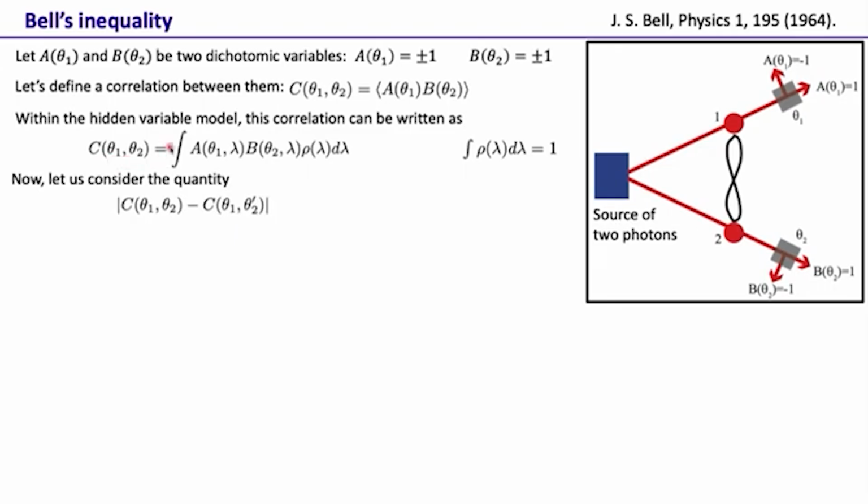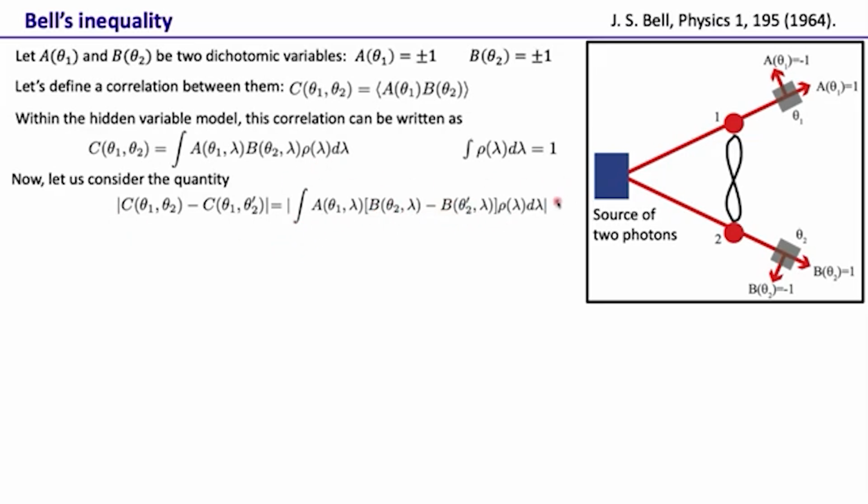Now this is the correlation. Let's consider this quantity, which is C theta 1 theta 2 minus C theta 1 theta 2 prime. So theta 1 is the same, but we have theta 2 and theta 2 prime for the second variable. Now this quantity, and the absolute magnitude of that, is simply the magnitude of the integral of A theta 1 lambda, B theta 2 lambda, and then rho lambda d lambda. Of course, since A theta 1 lambda is common, we take it out, and then we have B theta 2 lambda minus B theta 2 prime lambda. Just constructing this quantity, we have it for this.